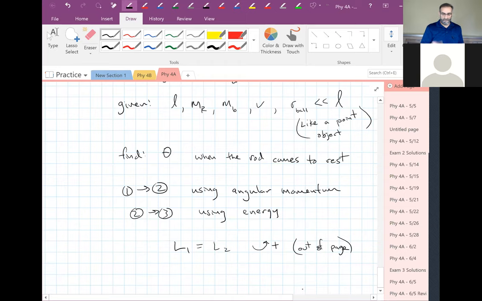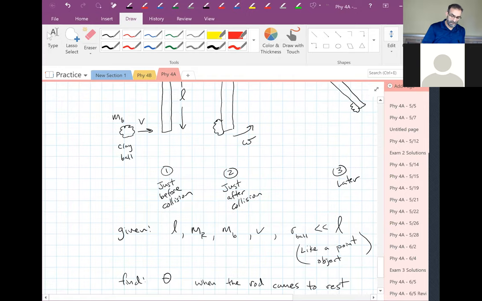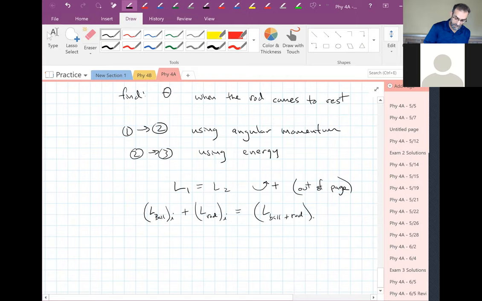All the angular momentum in this case is out of the page, so let's just call that positive. So initially, and at the end, they are stuck together. I guess I should use 1 and 2 here. Instead of initial and final, this is at time 1, and this is at time 2.